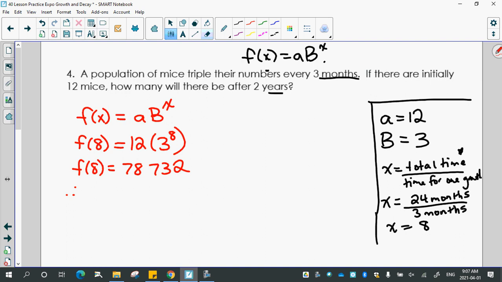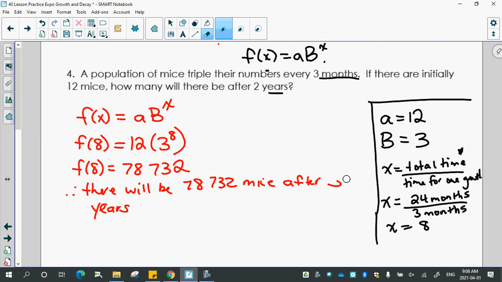So therefore, there will be 78,732 mice after 2 years, thank you. Okay, that's kind of the classic exponential growth problem from high school. They're doubling or tripling, and then how many will there be after a certain amount of time.